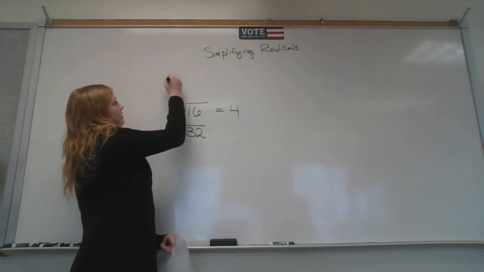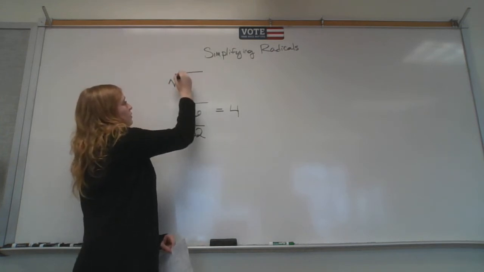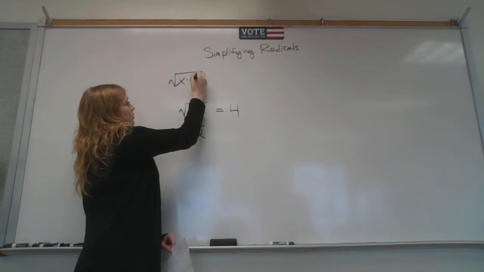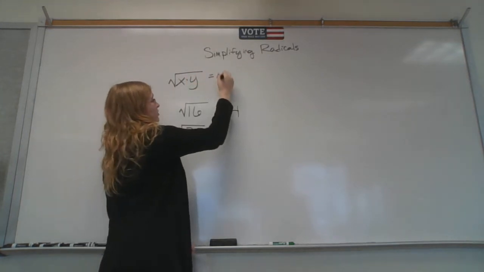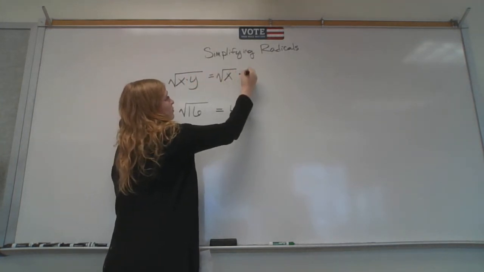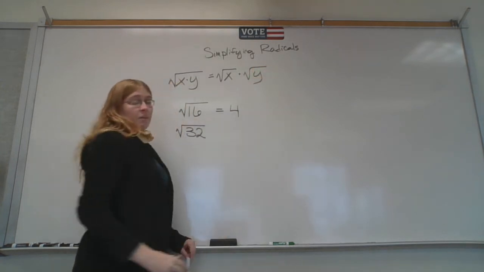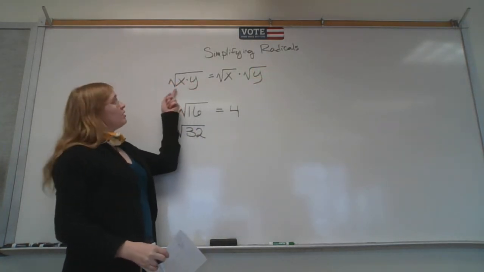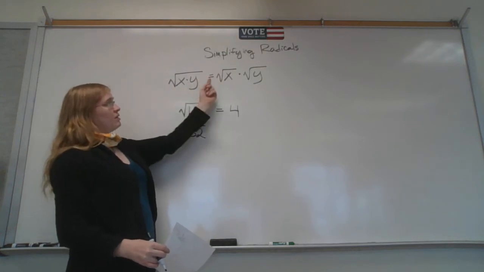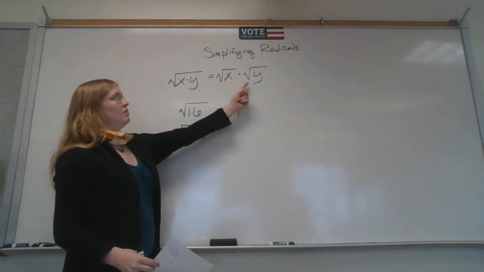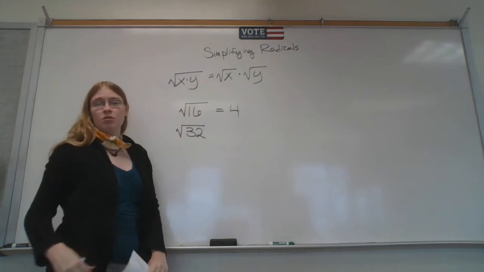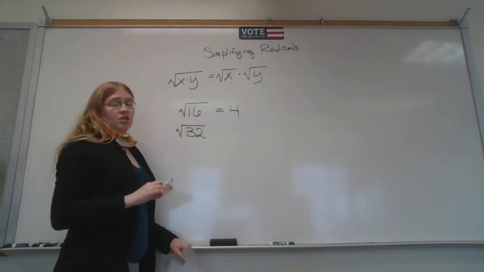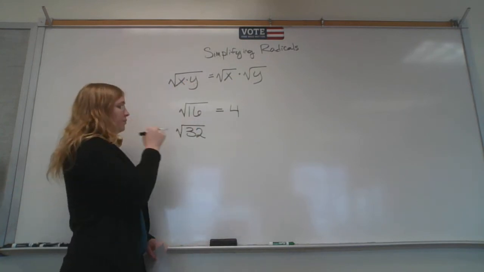So basically, here's my general rule. You can split up square roots when you have two numbers multiplied. So square root of x times y is the same thing as square root of x times square root of y. You can break it into two roots. That only works for multiplication, not addition, okay?